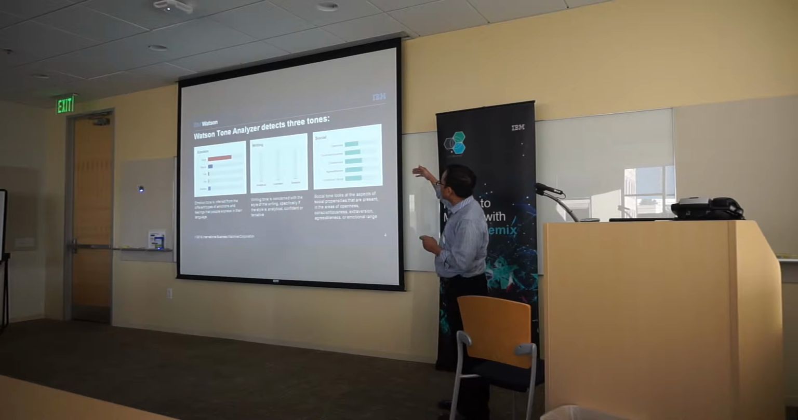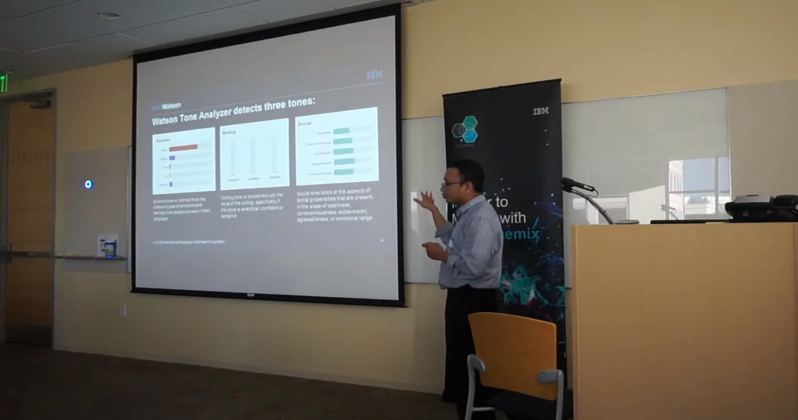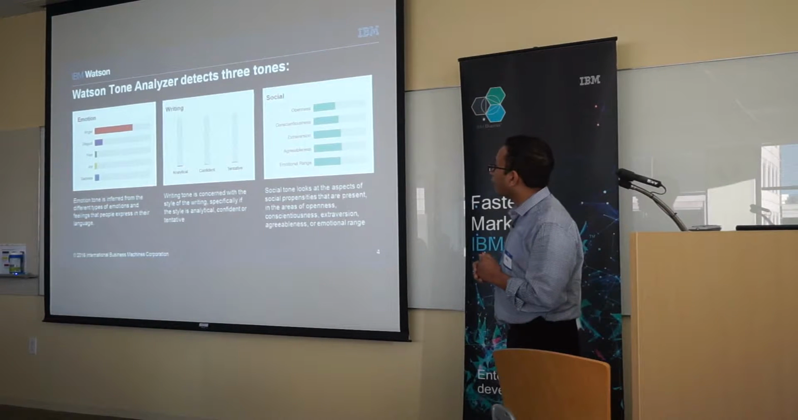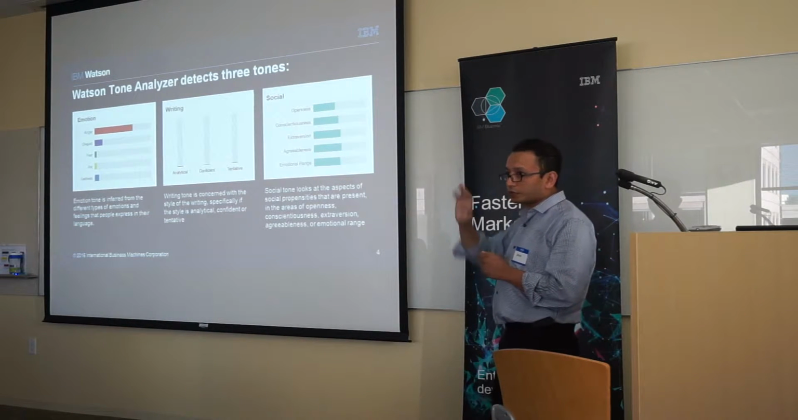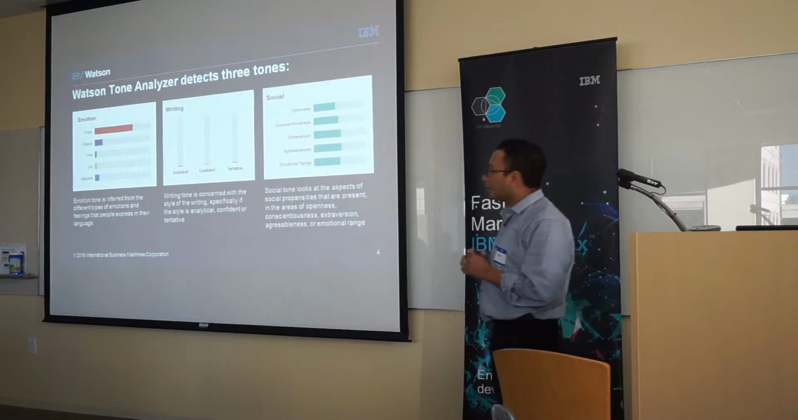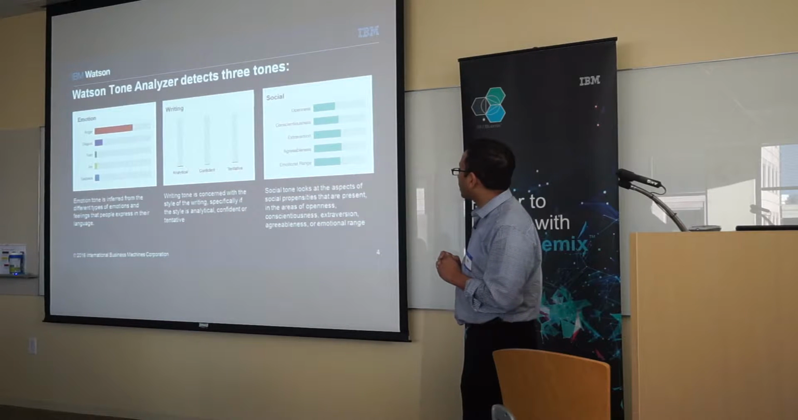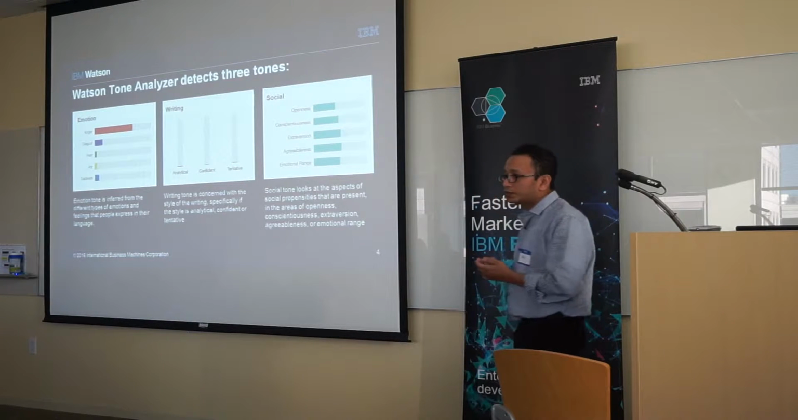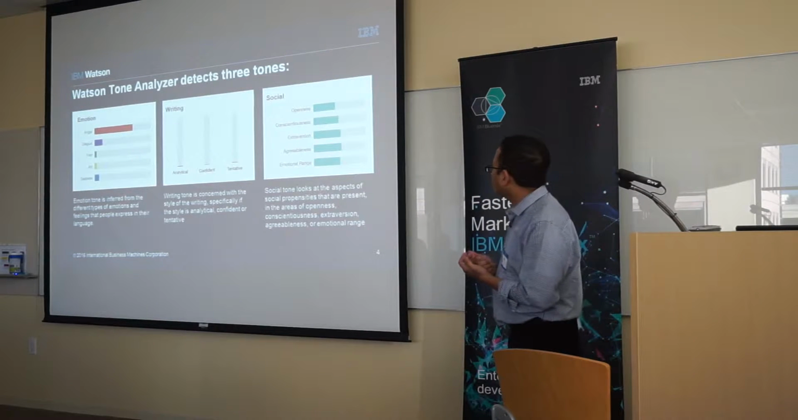And the social tones are OCEAN: openness, conscientiousness, extroversion, agreeableness, and emotional range. The other name for emotional range is neuroticism. They are actually coming from the Big Five personality model. I will talk about more details. But these represent people's different social propensities or different social aspects, which are shown in their writing.